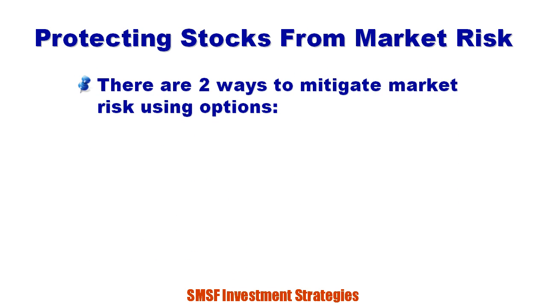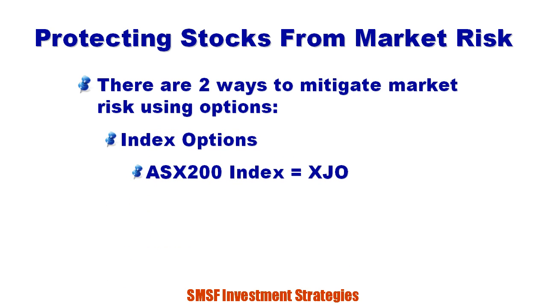There are two ways to mitigate market risk using options. The first way is to use index options. XJO is the ASX code for the ASX 200 index, which is a broad market index. We can buy put options on XJO to hedge the stocks in our portfolio that do not have options. Index options are structured a little differently from stock or equity options. We will go through an example later in this video.